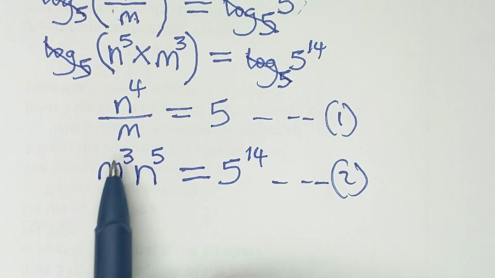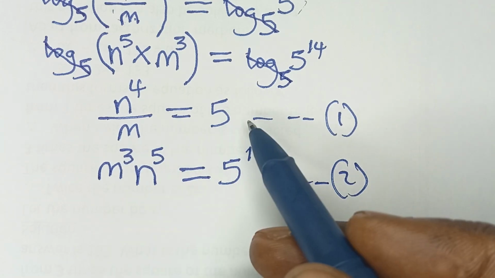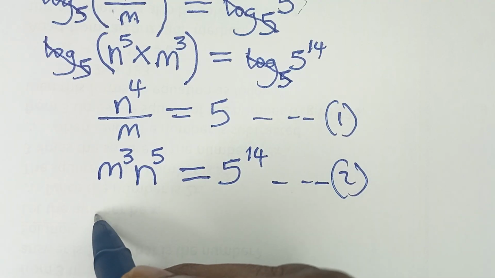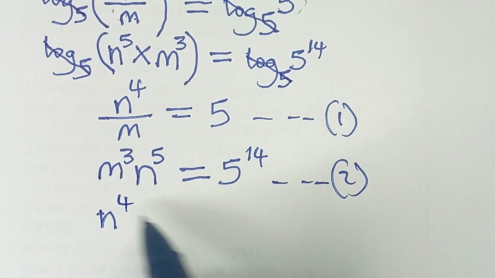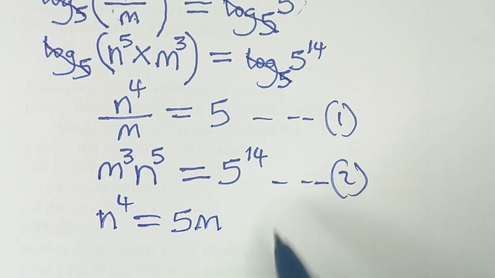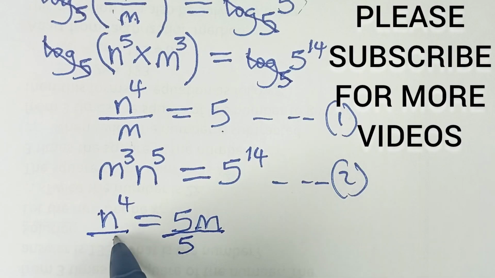From equation 1, I can make m the subject of the formula. When I cross multiply from equation 1, let me write it down: n raised to power 4 is equal to 5m. From there, to make m the subject of the formula, I divide both sides by 5.